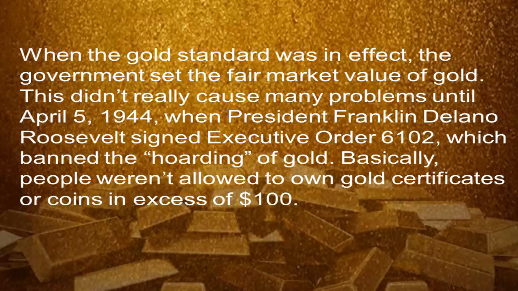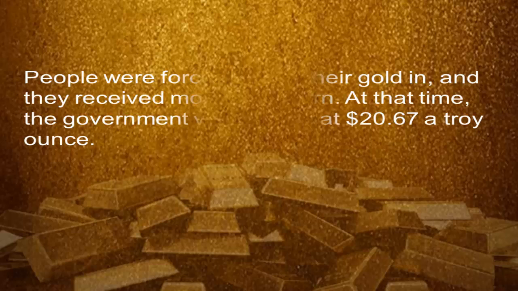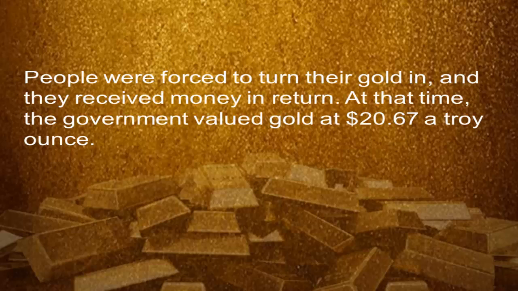When the gold standard was in effect, the government set the fair market value of gold. This did not really cause many problems until April 5, 1944, when President Franklin Delano Roosevelt signed Executive Order 6102, which banned the hoarding of gold. Basically, people were not allowed to own gold certificates or coins in excess of $100. People were forced to turn their gold in, and they received money in return.